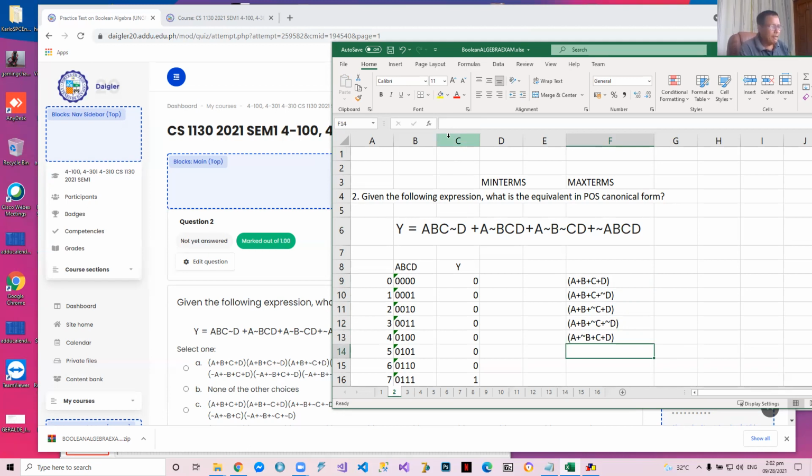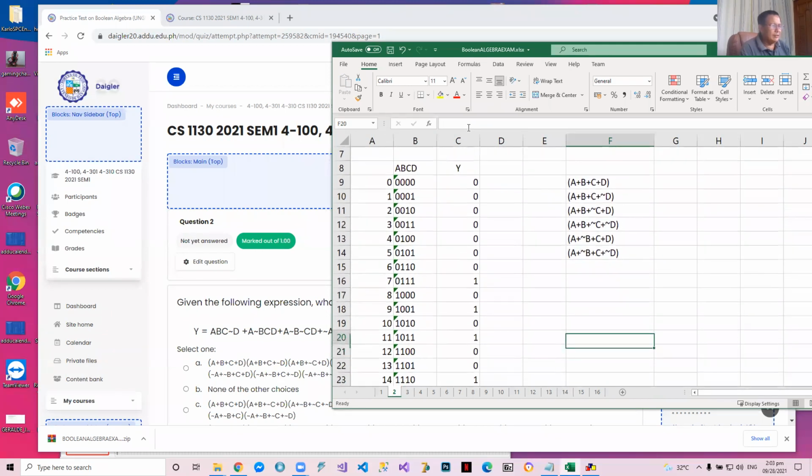Now, in this case, they are almost the same. This is another zero. So instead, we also include D because D is one. So we have to complement B. And then, there's another max term. The difference is D should be not complemented and C should be complemented because it's a one. Do you follow?